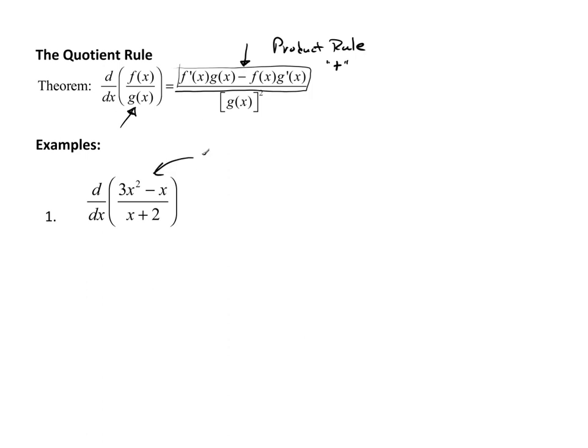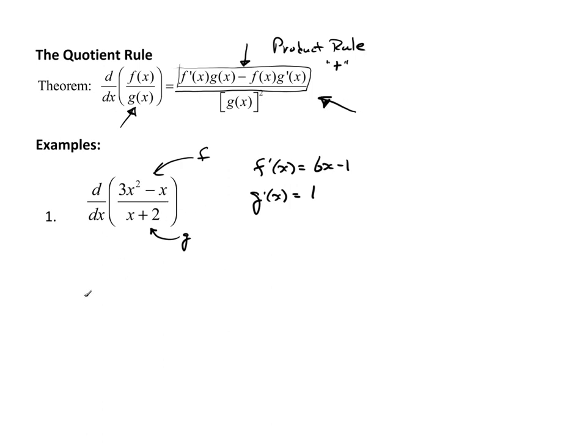I'm going to call this f and call this one g. I know that I'm going to need derivatives for both. So off the side here, I'm going to say, okay, f prime of x will be 6x minus 1. And I know g prime of x will simply be 1. So now I can put it together using this format right there, that formula.